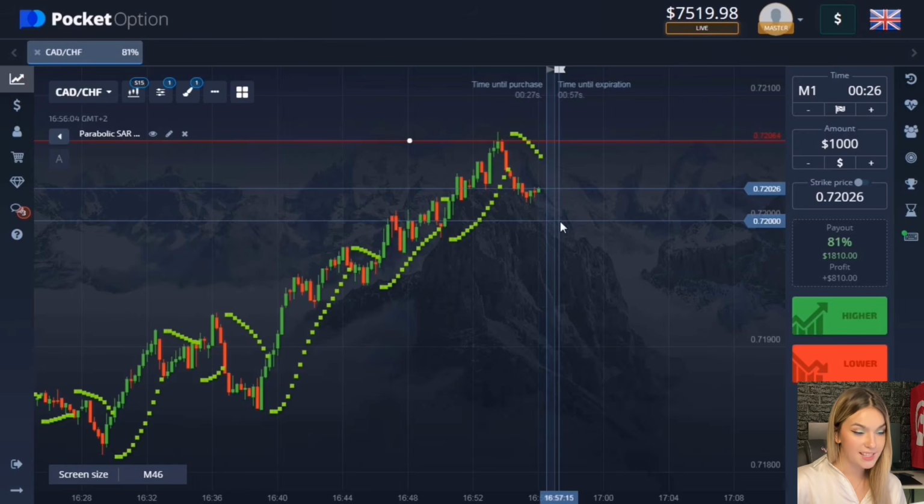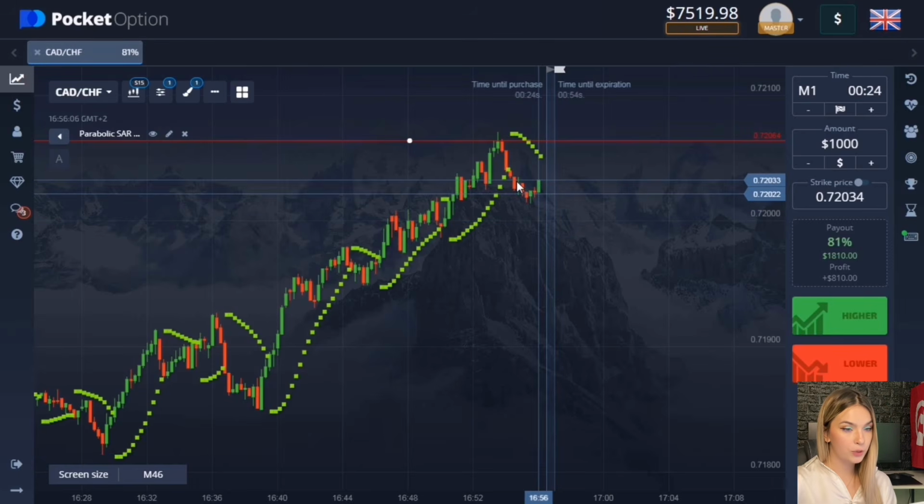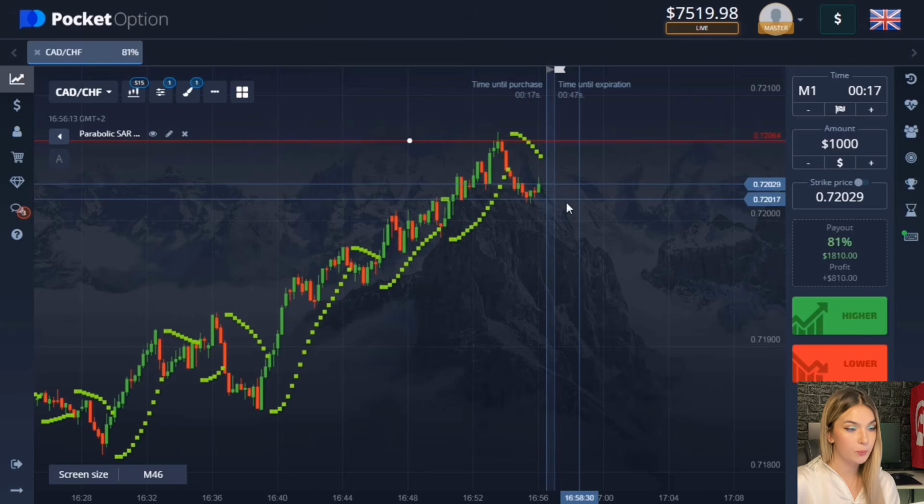Well friends, it's not bad. The price has continued its downward movement and we managed to close our deal in profit. 1 minute was enough for us. We also see that after 1 minute the price continued its upward movement.